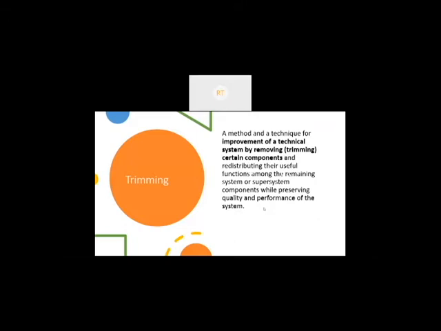We are saying that it's a method and a technique for improvement of a technical system by removing certain components. Okay, we are not thinning them, not doing things like that. We are saying that removing certain components and redistributing their useful function amongst the components which are still remaining in the system or the super system, and the most important part, while preserving the quality and performance of the system. So the definition very clearly goes on to say that the performance and the quality of the system are not to be compromised at any point of time.